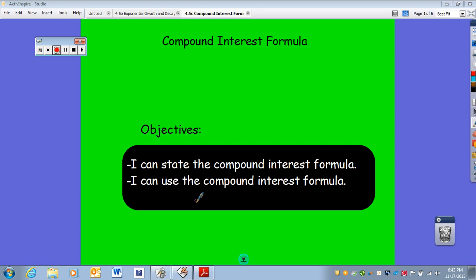In this lesson, we are going to be working on compound interest. We are going to state the compound interest formula and then be able to apply or use the compound interest formula.